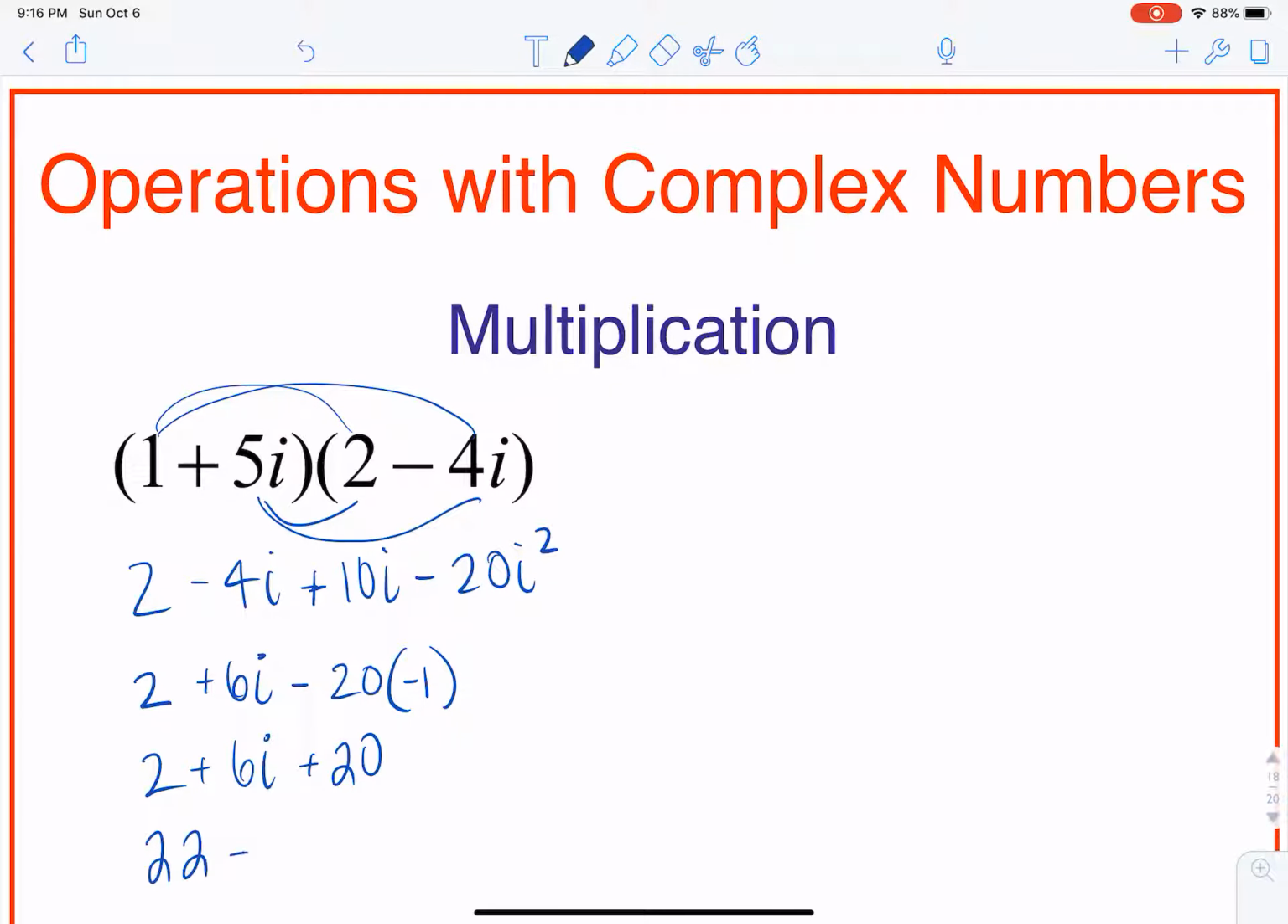So 22 plus 6i. So again, this is two complex numbers multiplied together that eventually turns into one complex number, which is really nice. It just makes it look a little nicer.